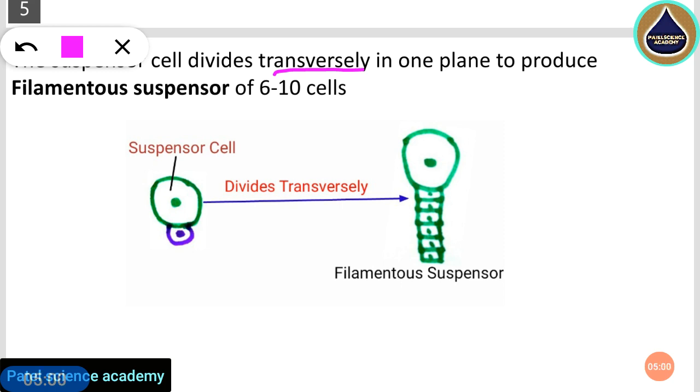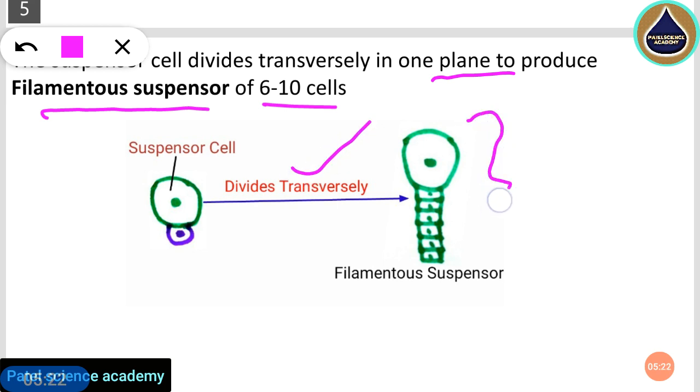It starts dividing transversely. As you can observe here, it starts dividing transversely, and this transverse division results in the formation of cells in one plane to produce the filamentous suspensor of 6 to 10 cells, as you can see here. So this suspensor cell transversely divides and forms this structure.